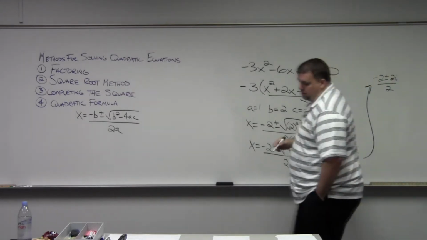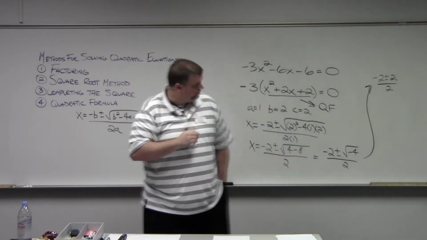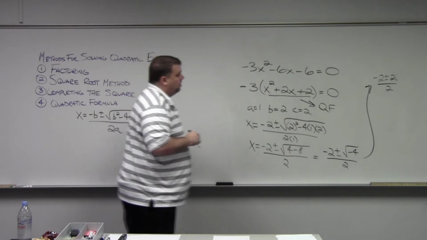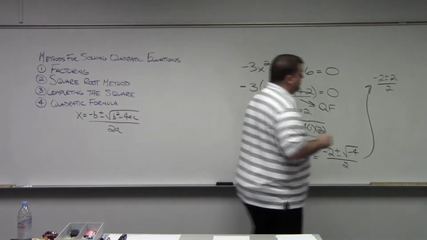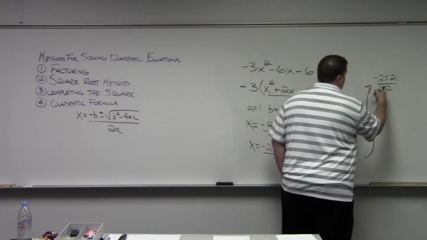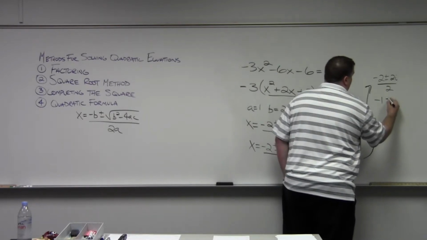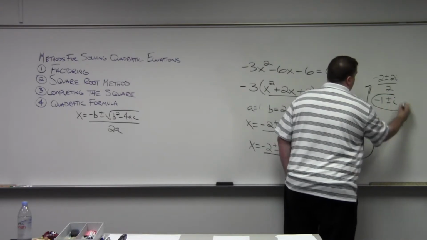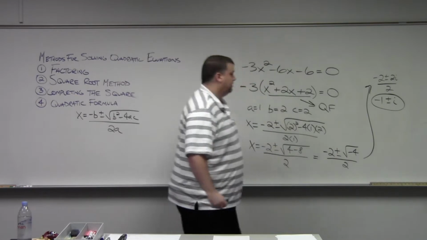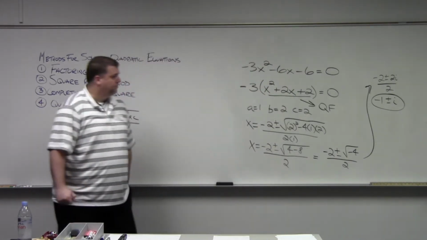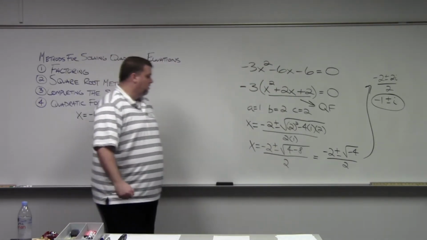can I simplify that fraction any further? Are both of those divisible by 2? Yeah, so it'll be negative 1 plus or minus i. Just take both pieces and divide by 2.